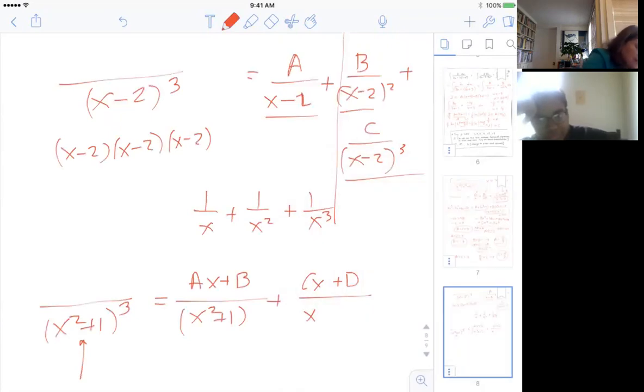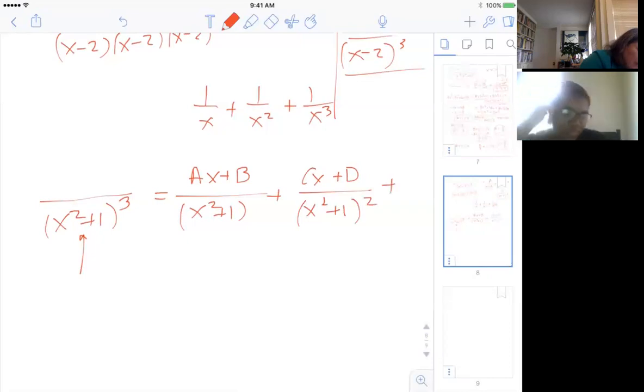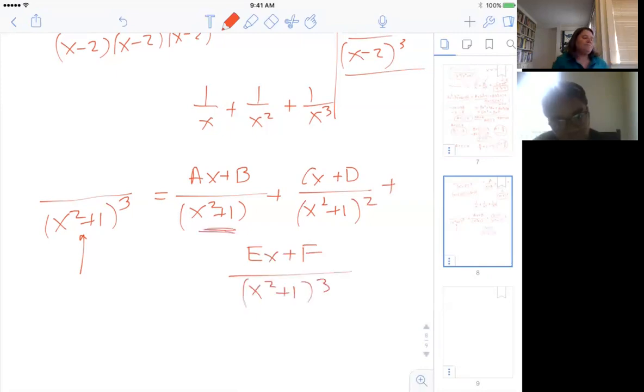It moves on me when my hand hits it. That's going to be x squared plus 1 squared. And the next one will be ex plus f over x squared plus 1 cubed. That's because you can't factor x squared plus 1. But it still works. You still have to step up to the highest power, and you have to use ax plus b, cx plus d, and ex plus f.